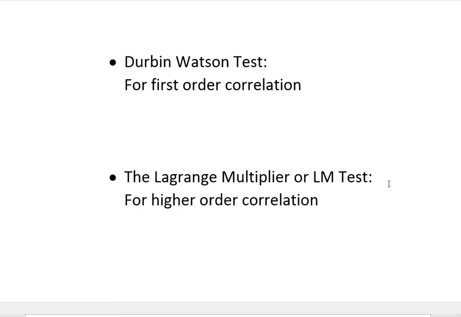So there are different tests for correlation. Number one is the Durbin Watson test and number two is the Lagrange multiplier or LM test. Durbin Watson test is only used for first order correlation, and the Lagrange multiplier or LM test is used for higher order correlation. So let's get started in EViews: how to test correlation.